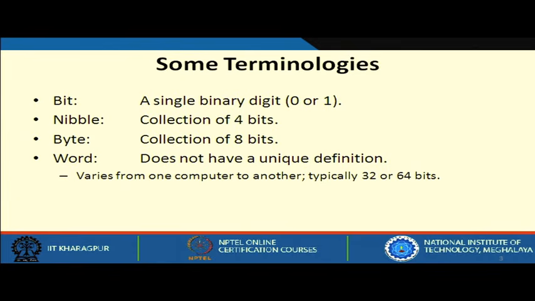Now, some terminologies you must know when we talk about memory. What is a bit? We all know a bit is a single binary digit, either 0 or 1. Nibble is a collection of 4 bits. Byte is a collection of 8 bits. And word does not have a unique definition, because the word length of a computer can be 32-bit, or the word length of a computer can be 64-bit. So, word does not have a unique definition.